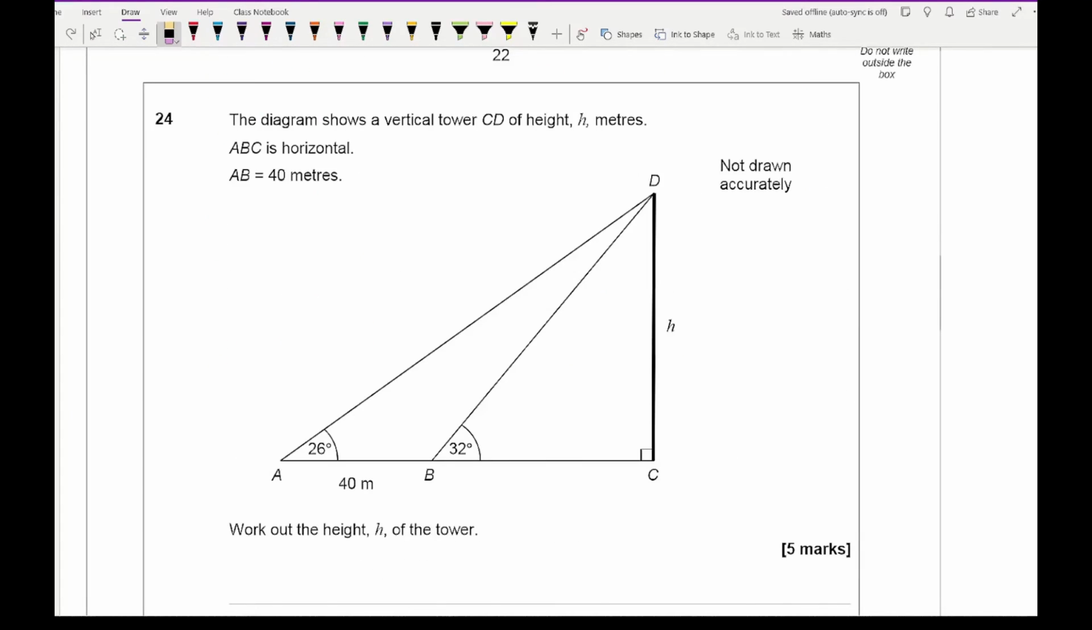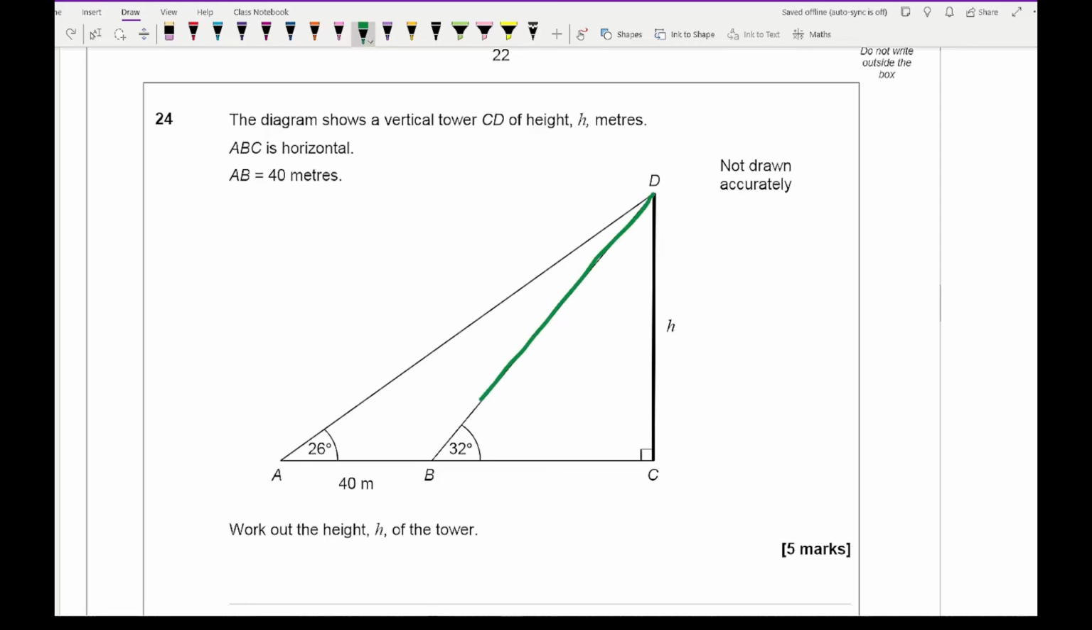Now moving on to question 27, it says the diagram shows a vertical tower CD of height h. ABC is horizontal and AB is equal to 40 meters. Work out the height h of the tower. Now to work out h, what I need to do is I can see a right angle triangle. I'm going to use trig because I've got lengths and angles and triangles. Now in order for me to work out h, I need to know what either BC is or BD is. Now because you can see 2 triangles, the shared side is BD.